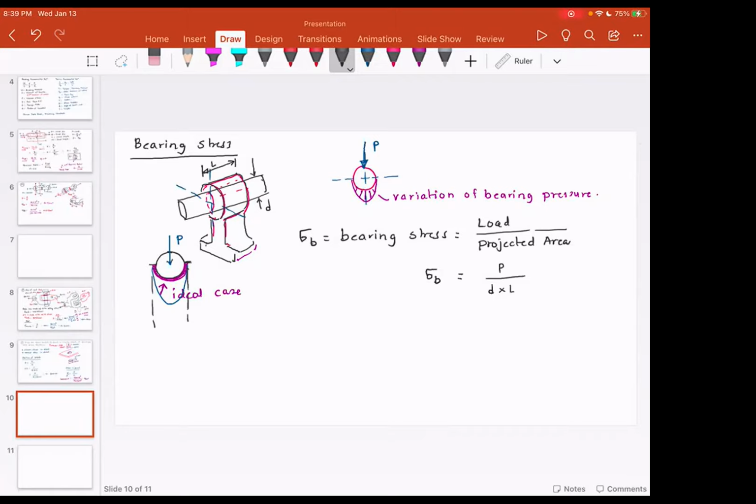Now, for completion purposes, let me give you something called the thermal stress. Thermal stress is given by Young's modulus multiplied by thermal strain, epsilon T. This is thermal strain, and this is Young's modulus. This is equal to sigma T.